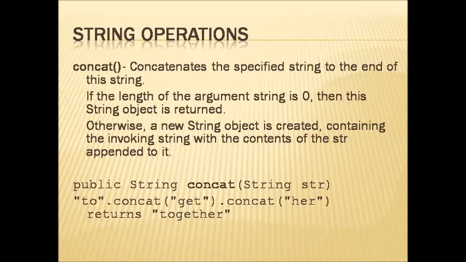Here you can see the concat function. It is used for joining 2 strings. It will concatenate the specified string to the end of another string. The example for that one you can see on the screen. So "to" is a string, "get" is a string, and "her" is another string. When we concat all these, it will return "together", right?